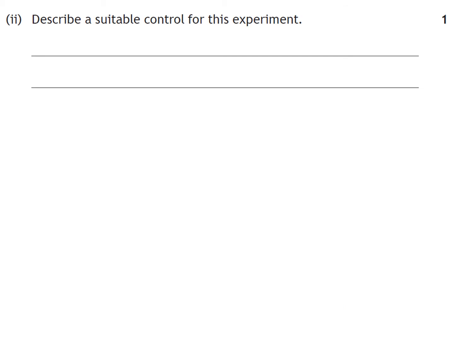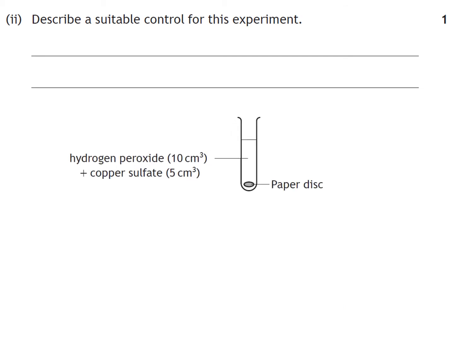A suitable control. Okay, we are looking at the effect of copper sulfate concentrations. What we want to do is remove the copper sulfate. Now, for it to be a suitable control, you can remove the copper sulfate, that's great, but just remember you can't change the volume here because otherwise it would be quicker for it to move up because it would only be 10 centimeters cubed rather than 15. So what you should do is replace the copper sulfate with distilled water.